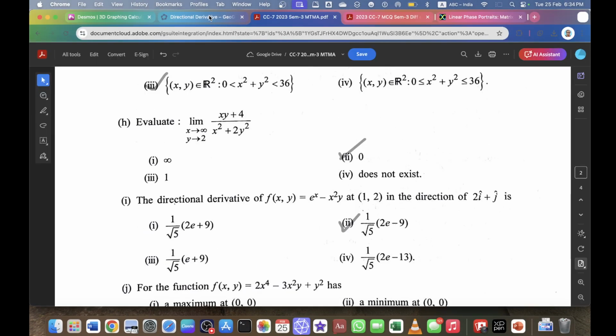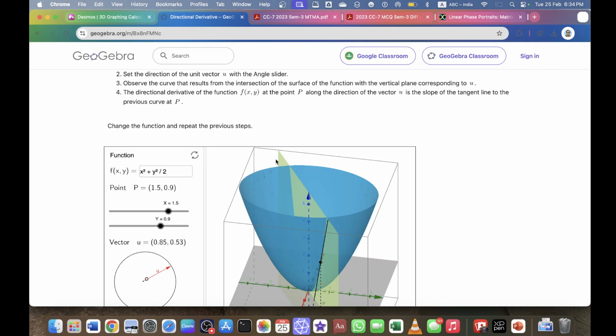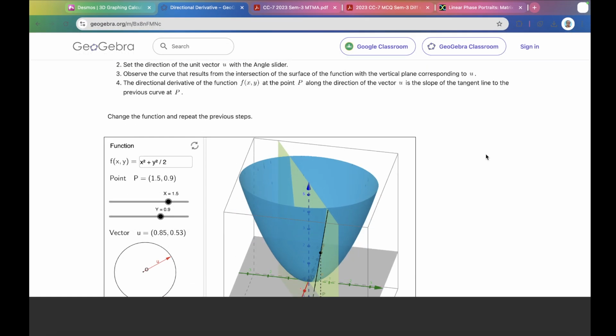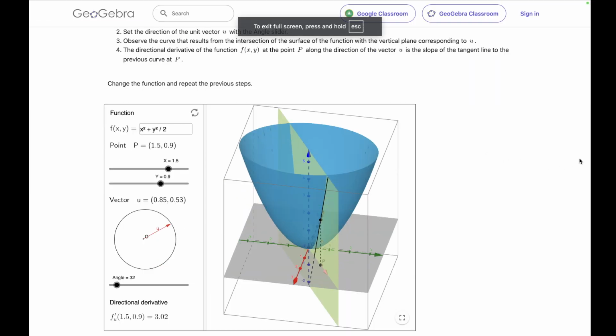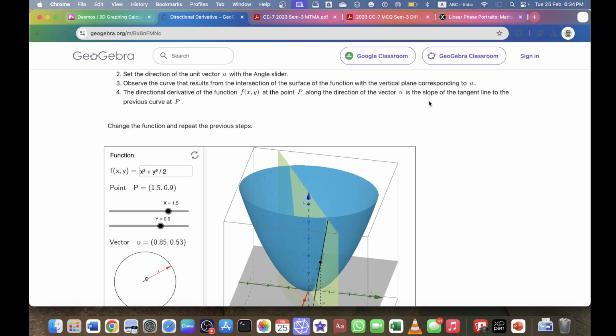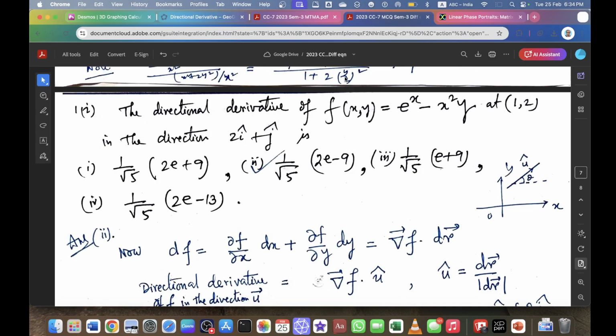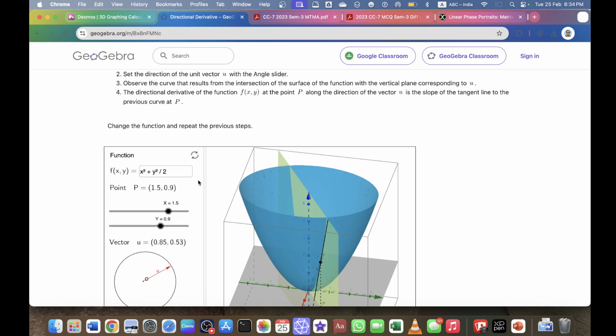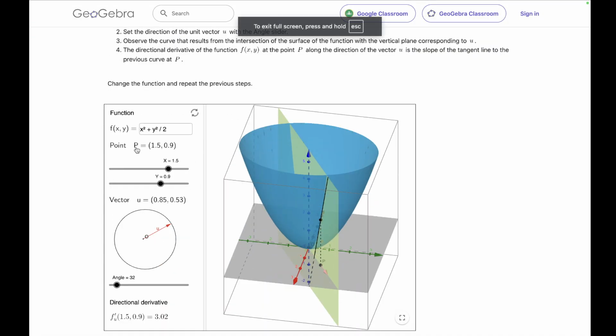And for interest, what is the directional derivative? Here we have the function e to the power x minus x square y. Let's say here a function is x square plus y square by 2 at the point (1.5, 0.9).